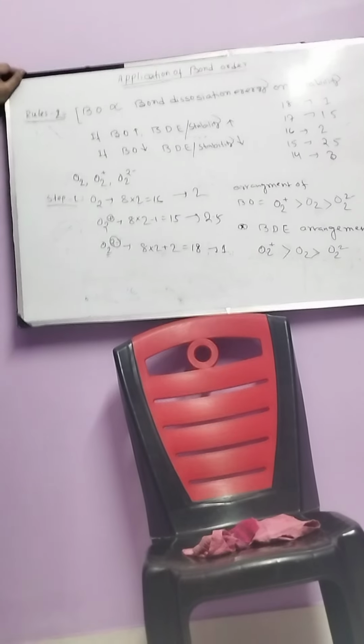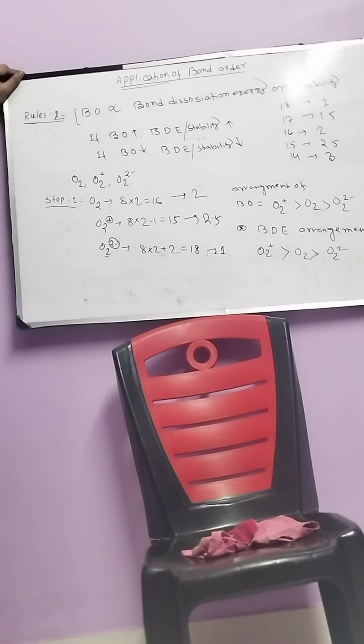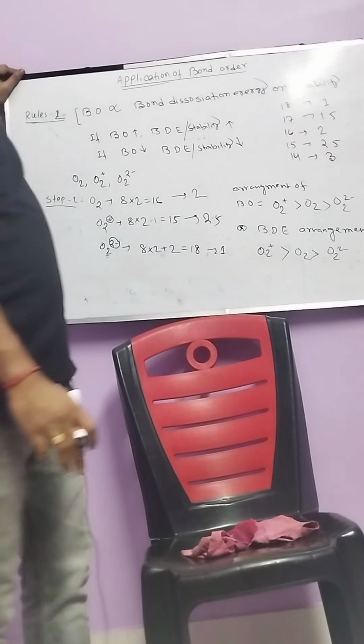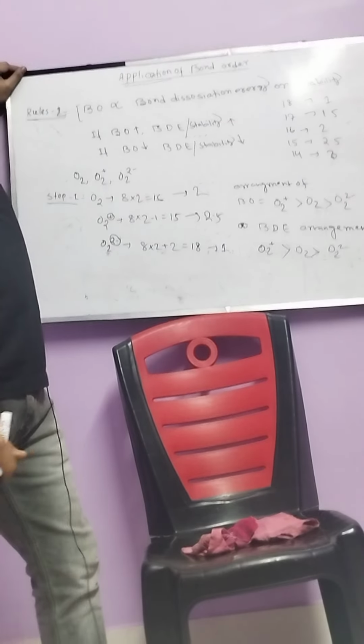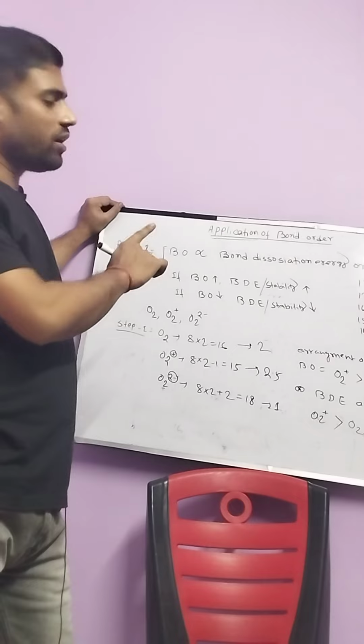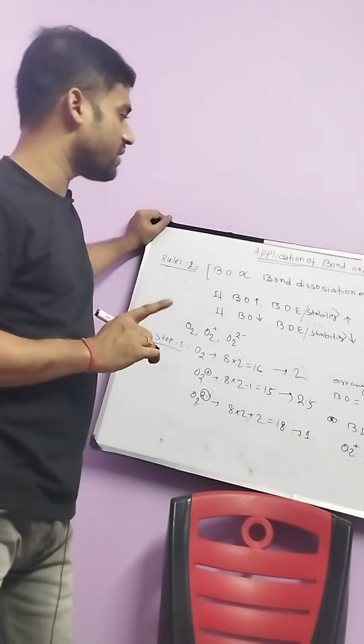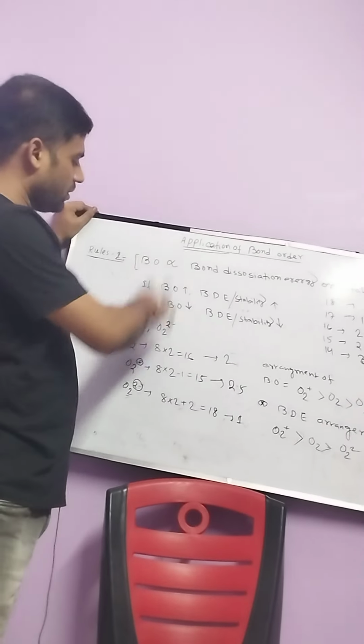And next, rule 2: bond order is directly proportional to bond dissociation energy. That means if bond order increases, then bond dissociation energy also increases. They change in the same manner. So this is the example.